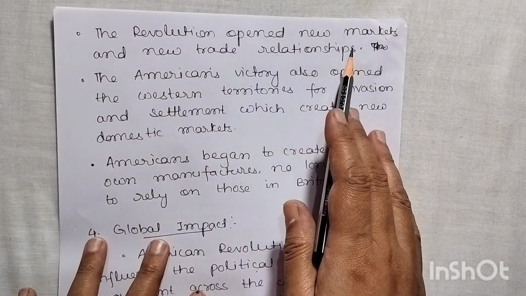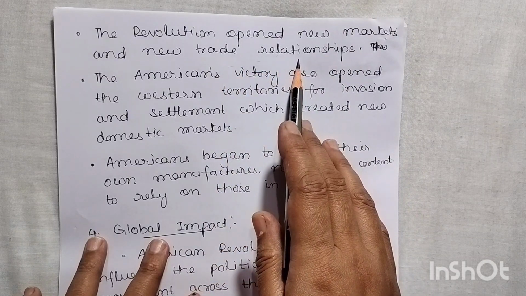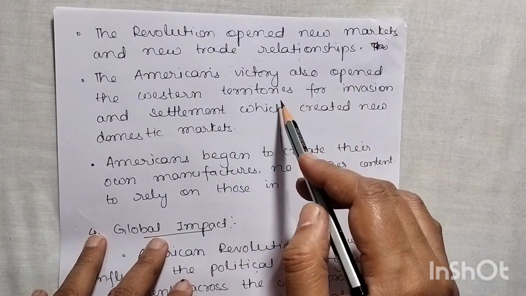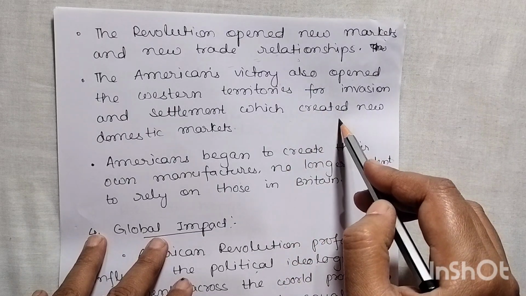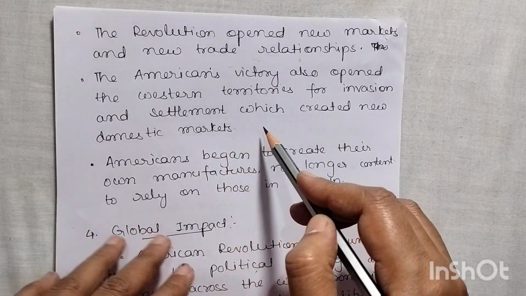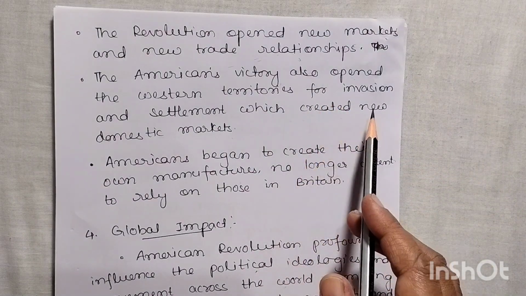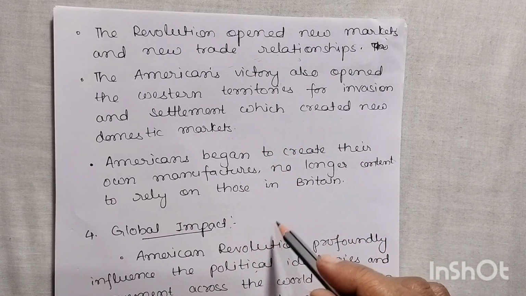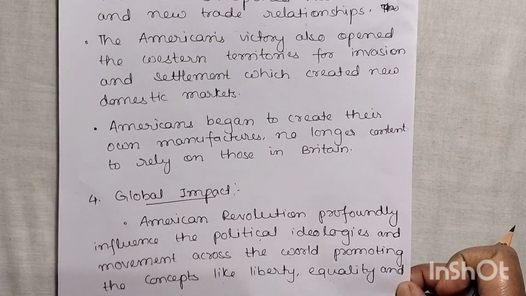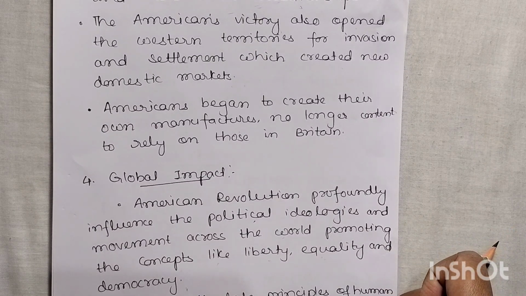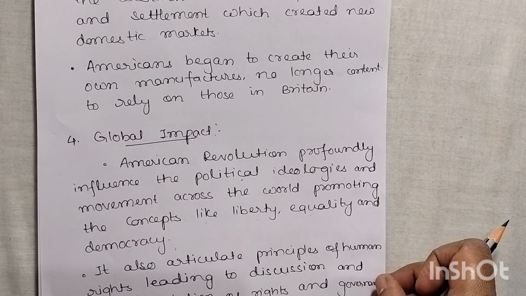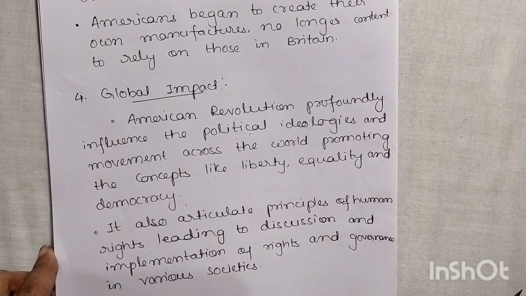Now, the revolution opened new markets and new trade relationships. Due to this revolution, new markets and new trade were opened. The American victory also opened the western territories for invasion and settlement, which created new domestic markets. Now people are free to go to the Western territories also. The people are coming and doing the settlement, and as a result they are getting new domestic markets for selling their products. Okay, new trade relations are building here. Americans began to create their own manufacturers, no longer content to rely on those in Britain. Now they are not dependent on Britain for manufacturing the product.